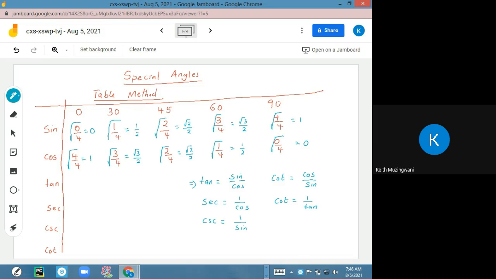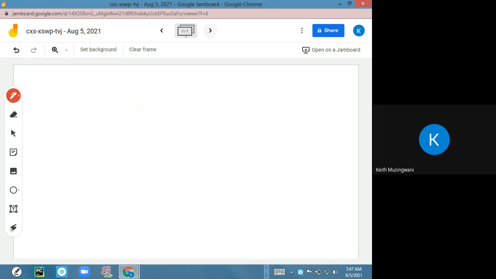So that we do now another way, which is what we call the special triangles.